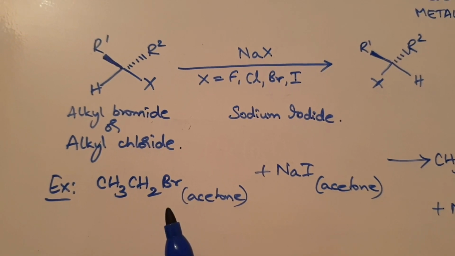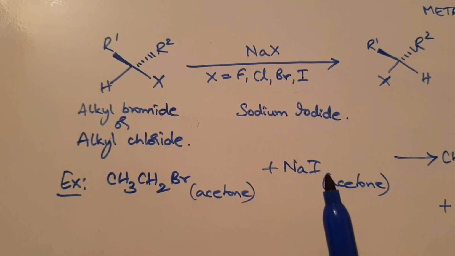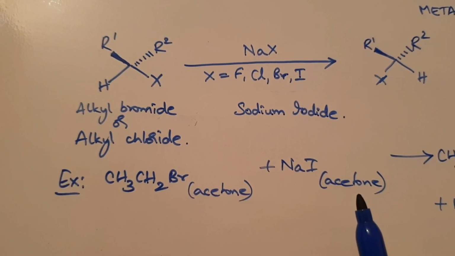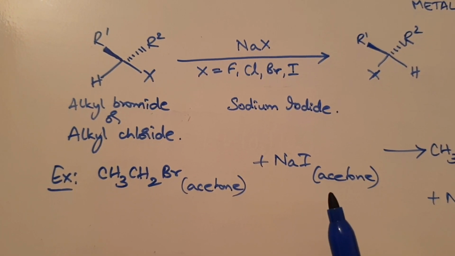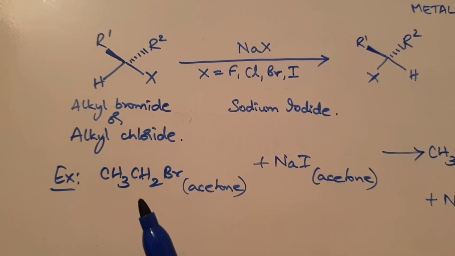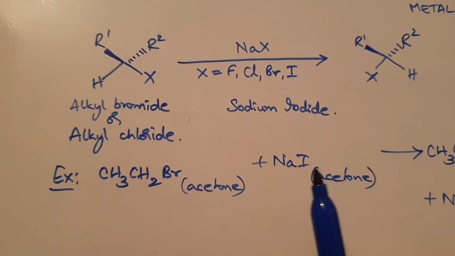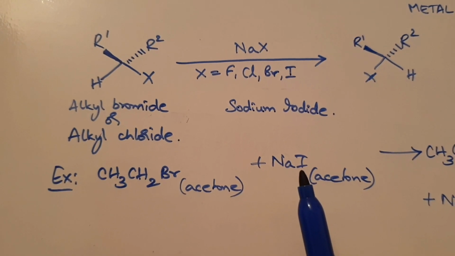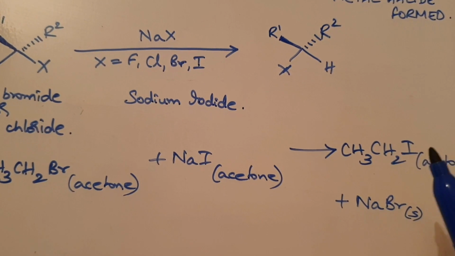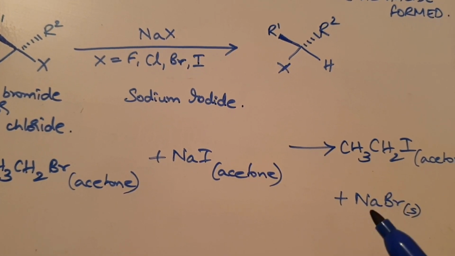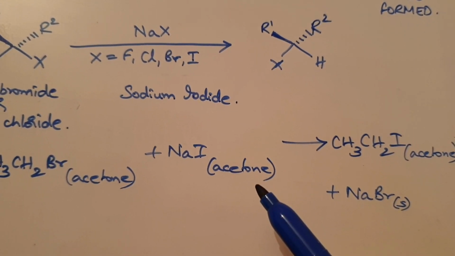Take ethyl bromide in dry acetone, and sodium iodide also is added to this mixture. Now, in presence of dry acetone, sodium iodide is soluble in acetone and it reacts with ethyl bromide. Halogen exchange takes place. Bromine is replaced by iodine, and the resultant compound will be ethyl iodide with the formation of sodium bromide, which has poor solubility in dry acetone.